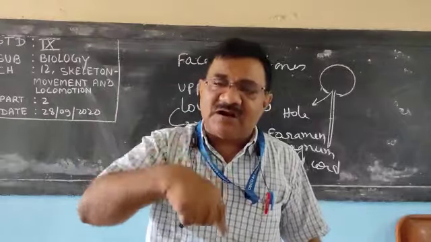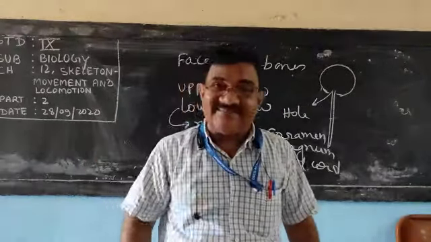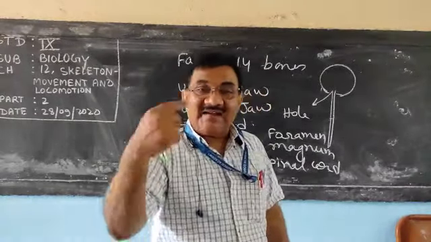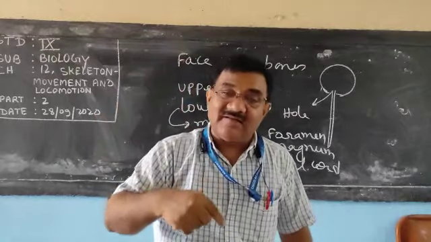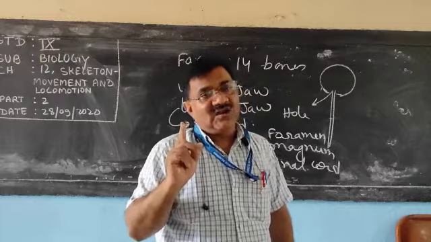From inside the vertebral column, one thread is there. In your backbone, one thread is there. That thread is the spinal cord, and it comes from the brain and goes to the last part of the vertebral column.